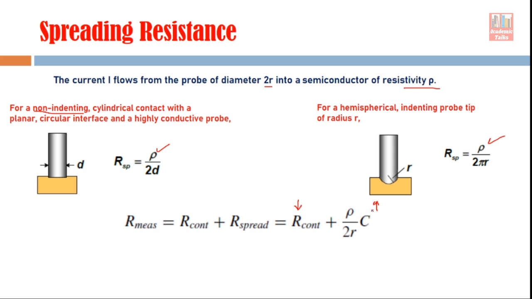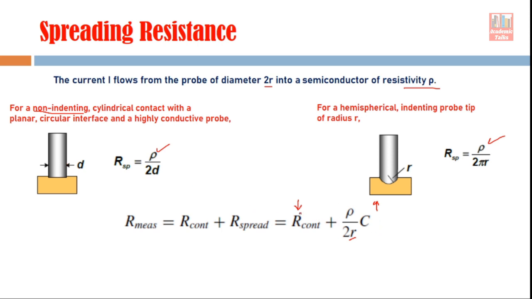So if you want to increase this value, what you can do? Reduce the value of R. The probe should be of very small diameter, as small as possible. So that way you can reduce R, that way you can increase this component, right?